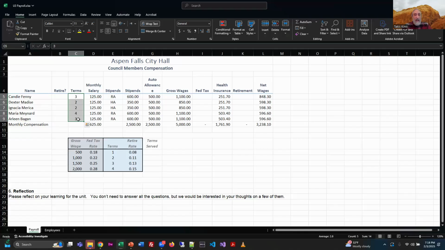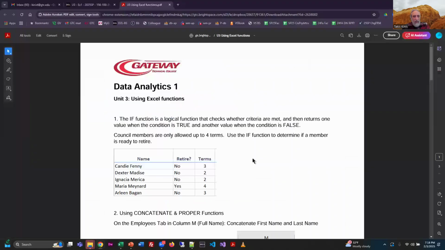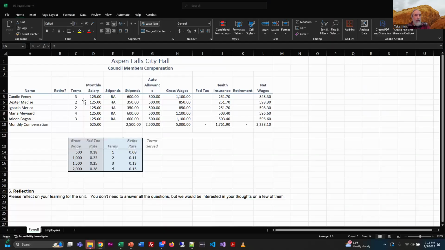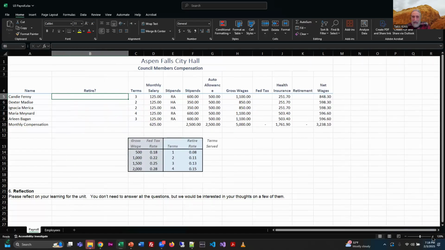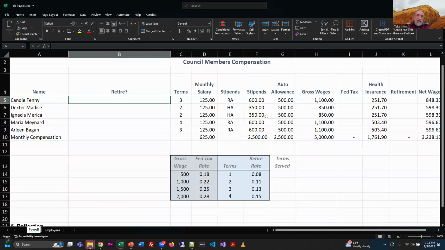So what they're trying to tell us is that these people sit on the Aspen Falls City Council, and they're counting the number of terms they've served on the council, and there's a limit. The limit seems to be 4 terms. So use the IF function to determine if a member is ready to retire. What's our criteria? Here's what I'm going to do: I'm going to zoom in and make it much bigger so we can type the formula easily. So I'm going to say IF, open parentheses.